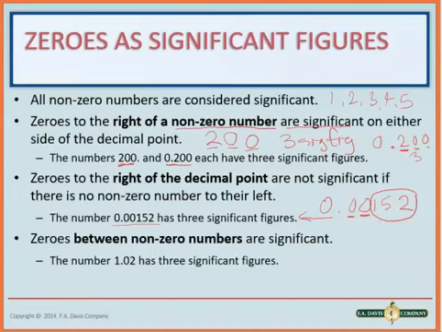Now let's look at the last rule. Zeros between non-zero numbers are significant. So if your zero happens to be caught in between some of your regular numbers that are significant, then your zero can be counted as a significant number. So in this example of 1.02, guess what? That zero is smack dab in the middle of 2 numbers that would be significant no matter what. So you end up with 3 sig figs.